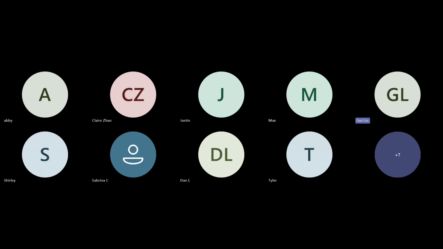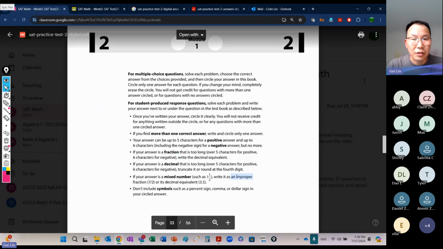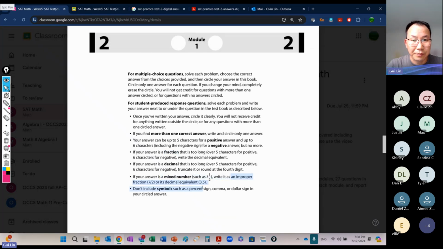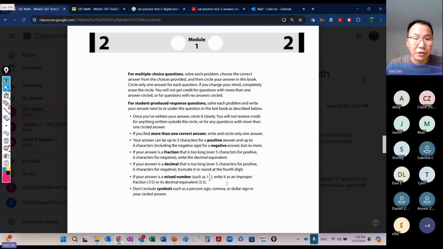Circle 1 for the produced response questions, like fractions. Write these kinds of answers as an improper fraction or decimal. Don't write mixed numbers. Decimals and fractions can be negative or positive. Even if you answer correctly with a mixed number, we won't consider it correct. Don't write any unit, percent sign, comma, or dollar sign. Don't write any kind of unit in your answers.